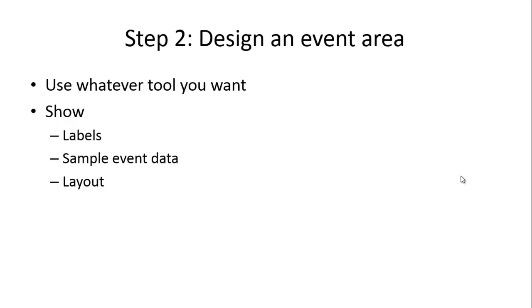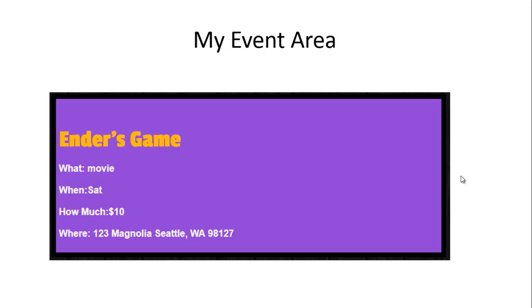It's very simple. I think you can do a much more sophisticated event area than I've done, but I wanted to do something that was the lowest common denominator and good for everyone in the class. You can see that I have the title of the event. In this case, the event is Ender's Game. What is it? It's a movie. That's the event type. When is it? It's Saturday. How much does it cost? $10. And where is it? 123 Magnolia Street, Seattle, Washington.